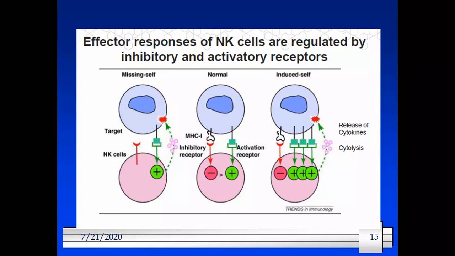Some transformed cells, malignant cells, may keep the normal MHC class 1 but express more killer activation receptors. This condition is called induced self, and this also leads to killing of the tumor cell by the natural killer cell. So we have two cases of killing activation: if the self is missing, or if induced self by the presence of MHC1 plus the killer activation receptor.